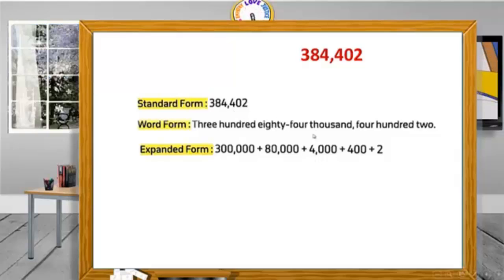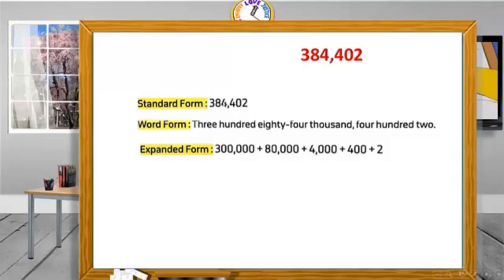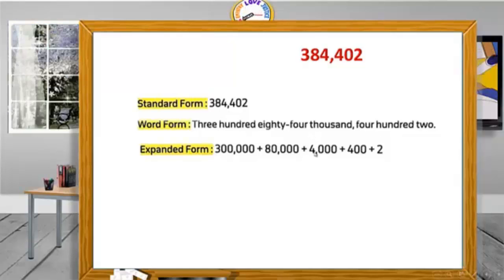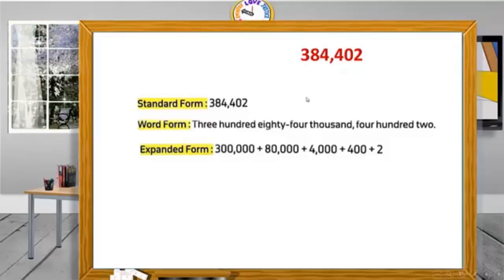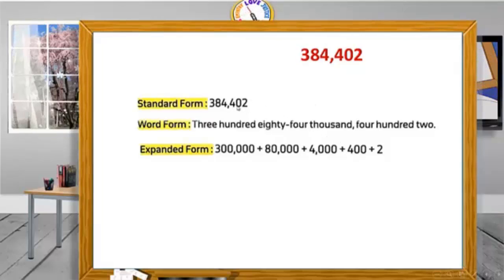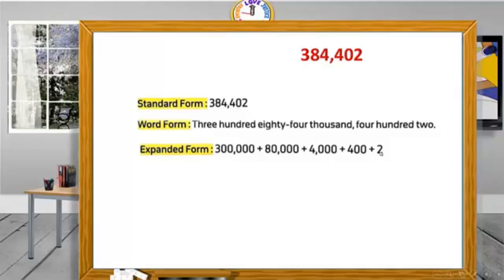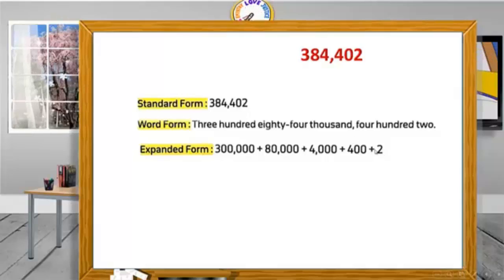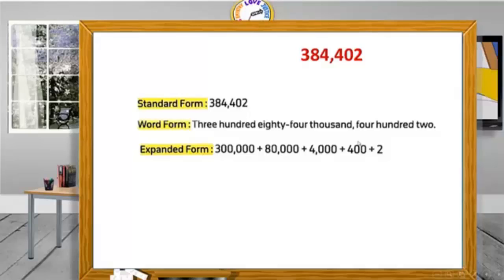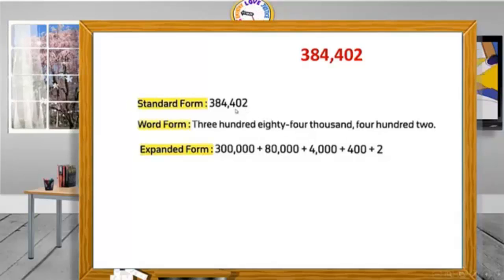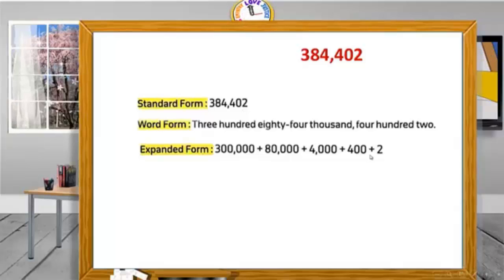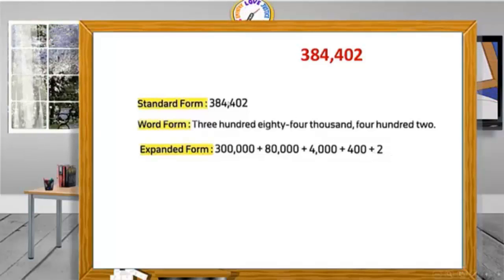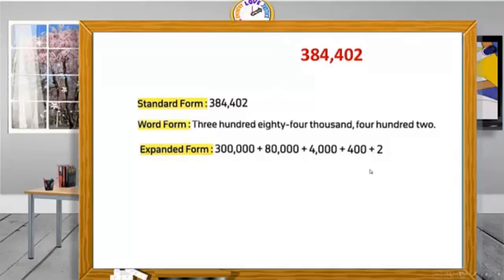4 in which place? 4 in thousands, the first 4. 4 in the thousands place, so you should write 4,000. Next 4 in hundreds, 400. And here we don't have anything. Don't write 0. Don't write the place plus 0 plus 2. Okay? You don't have any number here. Don't write the place; write the last one only. 2 in the ones place, so we will write 2.